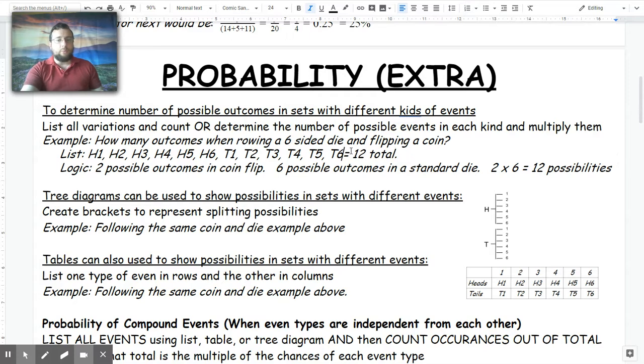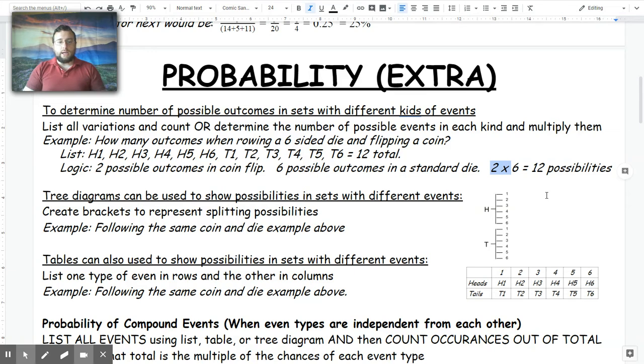So I got that total by simply listing the total possible events that could take place and then counting them. Or I could follow some logic. There are 2 possible outcomes in coin flips, heads or tails, and 6 possible outcomes in a standard die. If you multiply those, 2 times 6, you get 12 as the possibilities.